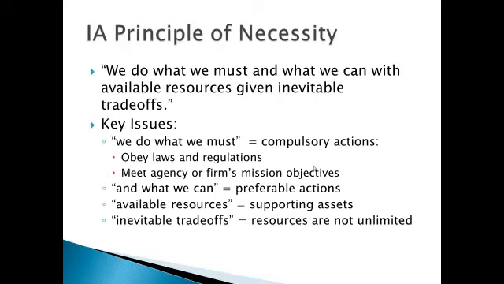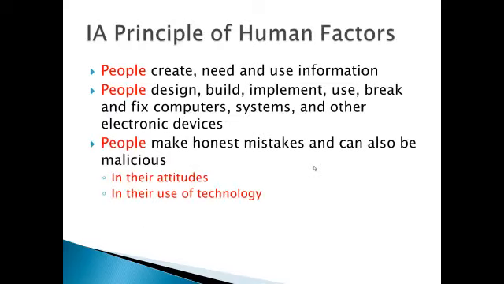Resources are not unlimited, so therefore we're only going to be able to protect certain things, and other things are going to be more vulnerable. That is the principle of necessity as it relates to information security. There is no way that we can legitimately assure an organization that we're going to be able to protect everything that they have at the same level. Some things are going to be sacrificed.